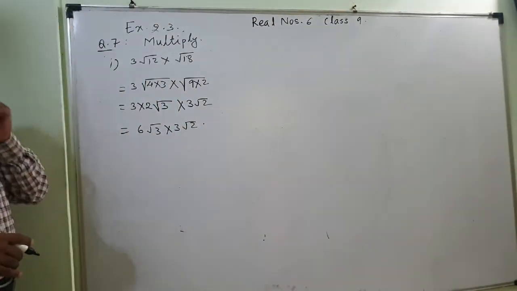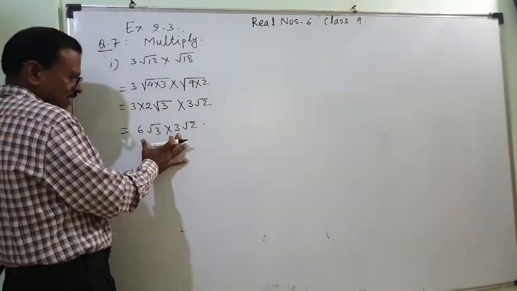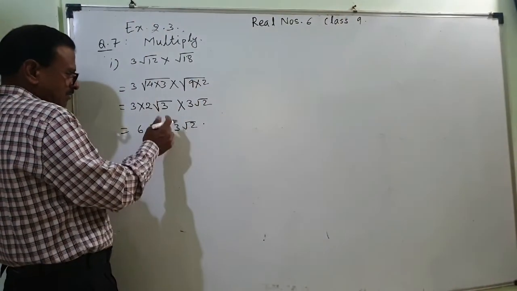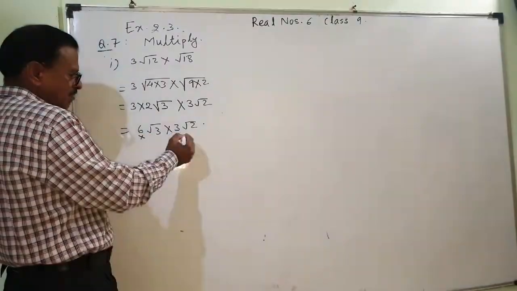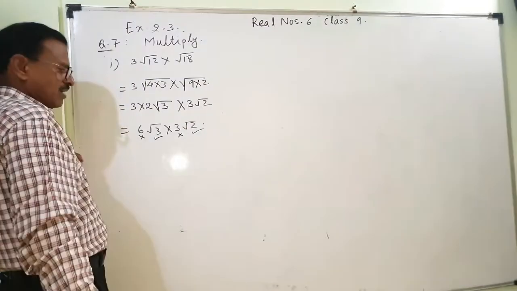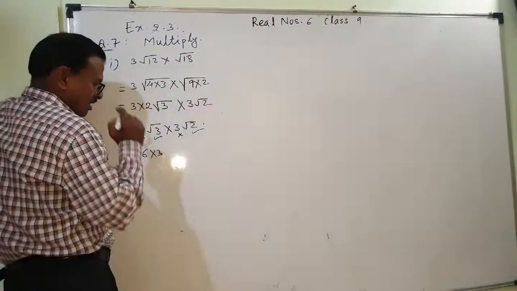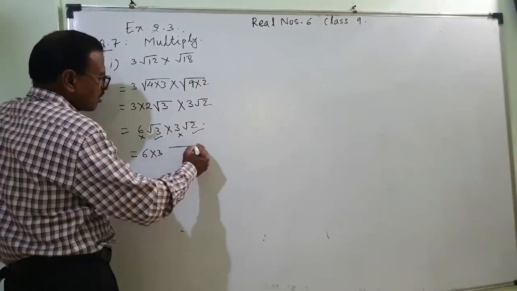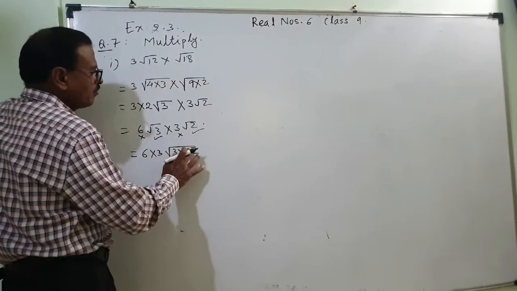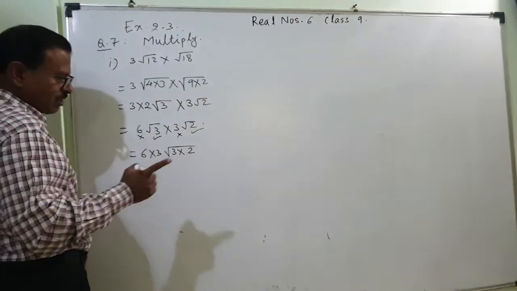Now here onwards, how to multiply? First of all, the real part, and then the irrational part. This is a rational number. First of all, the multiplication of the rational numbers, and then these two irrational numbers. So this will be 6 into 3. This is the rational part. And for this, it will be root 3 into root 2. Take it in the single radical. You have understood this.